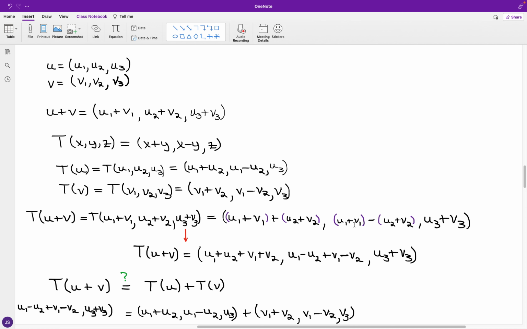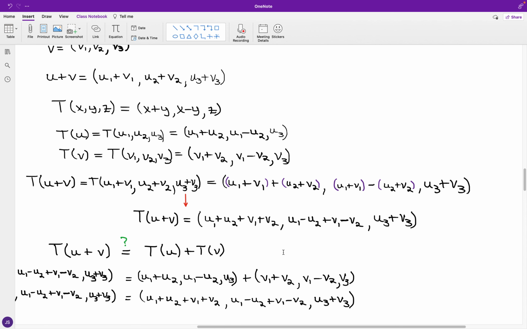For the second component, I'm taking the difference between those same first two sets of vectors. And in the case of what corresponds to z, looking at u sub 3 plus v sub 3. So for the transform of u plus v, if I combine the like variables together, I have u sub 1 plus u sub 2 plus v sub 1 plus v sub 2, followed by u sub 1 minus u sub 2 plus v sub 1 minus v sub 2, and at the end I have u sub 3 plus v sub 3.